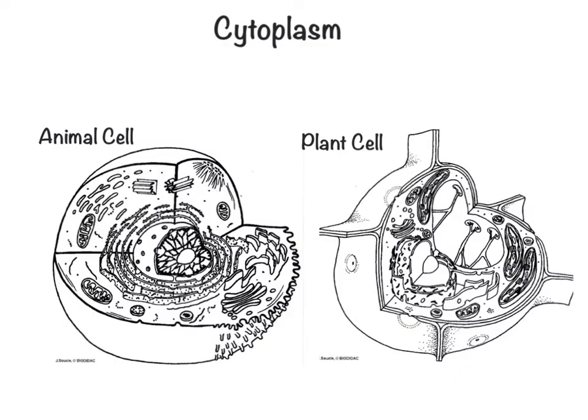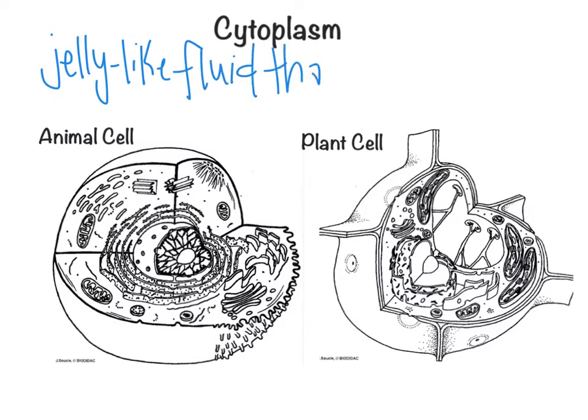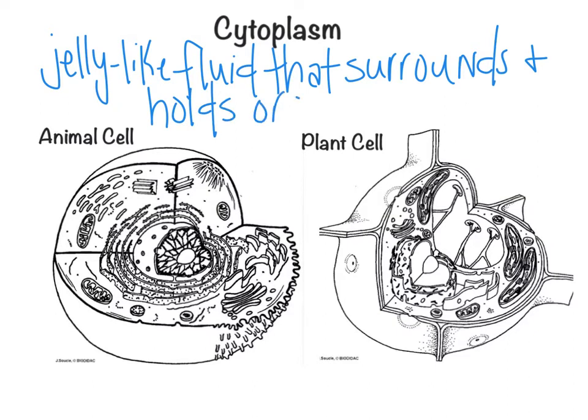Our cytoplasm, okay? I've made reference to it a couple times, but hopefully that hasn't been too confusing for you. But the cytoplasm is just the jelly-like fluid that surrounds and holds organelles in place. It's not quite liquid, okay? It's not like water. I don't imagine it being super thick like Jell-O. It's kind of like a hybrid between the two, kind of like Jell-O gone wrong.